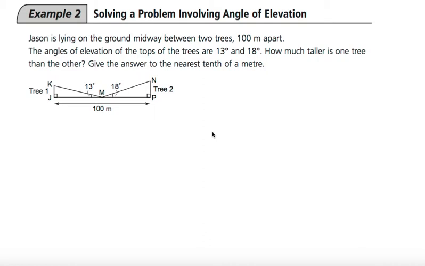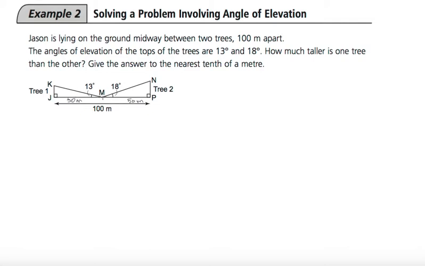Okay, let's solve a problem involving angle of elevation. This is example 2. So we have Jason. He's lying on the ground midway between two trees. Here's Jason right here. These trees are 100 meters apart, so he's midway, so that means it's exactly halfway. So he's 50 meters from this tree over here, and he's 50 meters from this tree over here. Okay, the angles of elevation to the tops of the trees are 13 and 18 degrees.